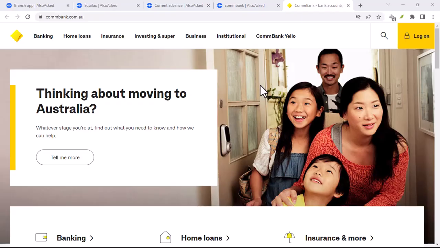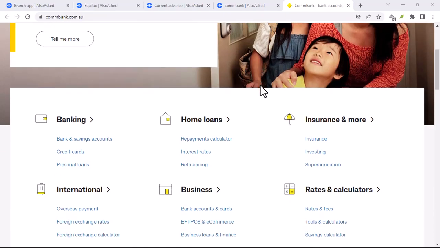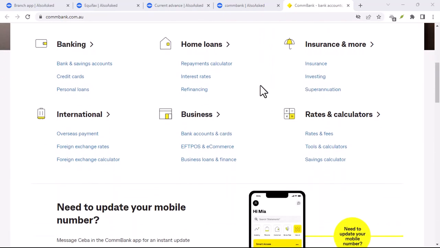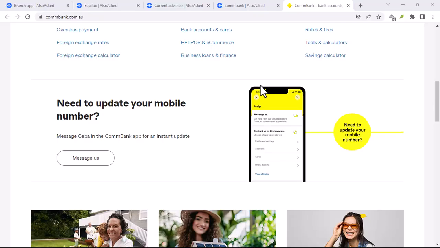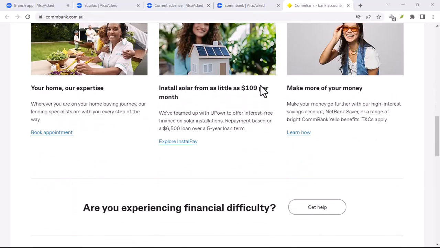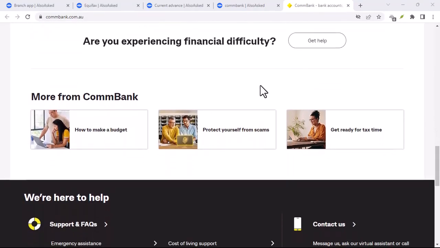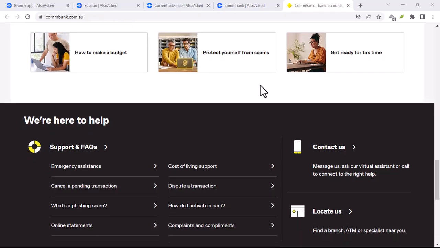Imagine this, you're in the middle of a financial crunch. Maybe you've had unexpected expenses, or maybe you're just short on cash until your next paycheck. You need access to money fast, but you don't have the savings to cover it. What do you do? In this video, we're going to talk about how to get an overdraft with Commonwealth Bank.